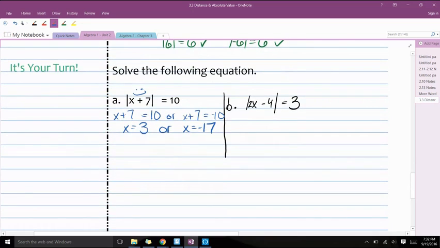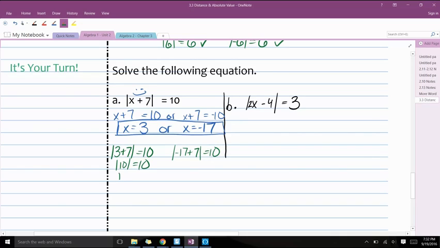One time I think it's helpful to check is right now, just because we're still getting our brains wrapped around this absolute value thing. So let's just check these out. We would have the absolute value of 3 plus 7 equals 10, and the absolute value of -17 plus 7 equals 10. Well, 3 plus 7 is 10, and the absolute value of 10 is 10. We're good to go. -17 plus 7 is -10, and the absolute value of -10 is 10. So 10 equals 10. We're good to go.